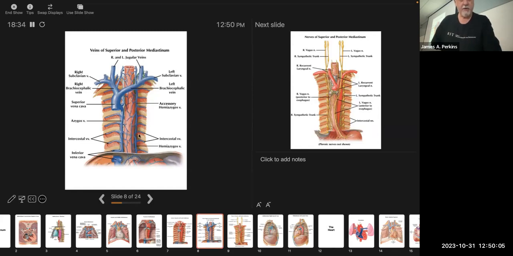The reason for that is that the hemiazygous vein and the accessory hemiazygous vein, which we see here on the left side of the body, are not able to flow directly into the superior vena cava because the superior vena cava is over on the right side of the body. So there's no direct route for the hemiazygous or accessory hemiazygous to flow into the superior vena cava. Instead, they have little connections that flow across the vertebral bodies behind the esophagus, and the blood flows from left to right from the hemiazygous veins across into the azygous vein.